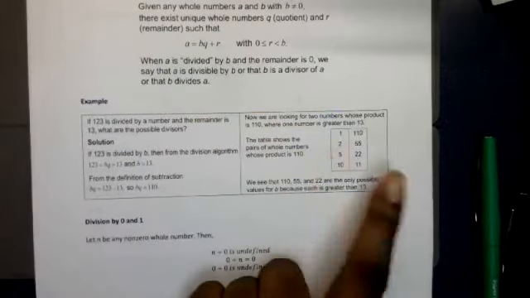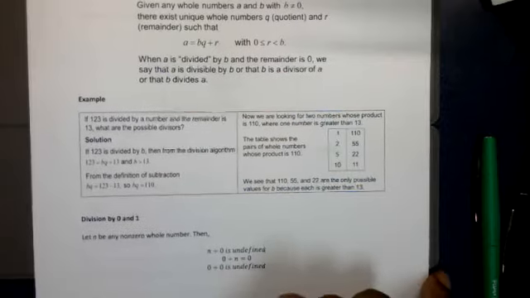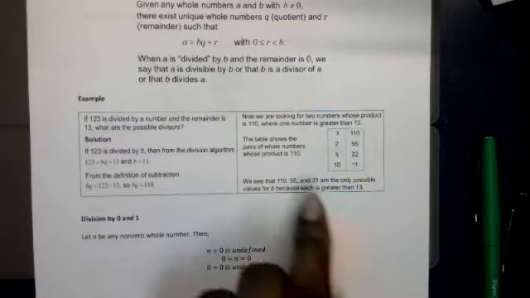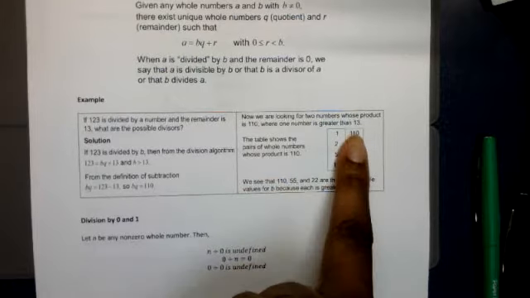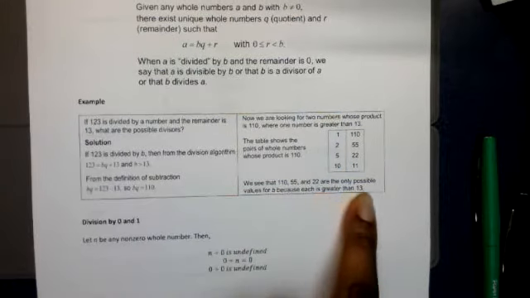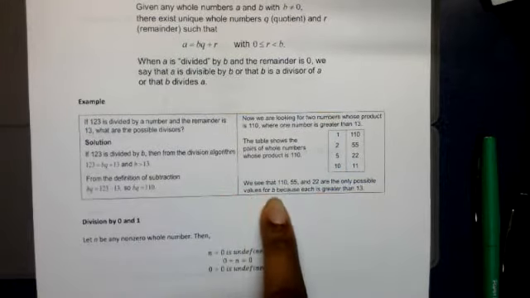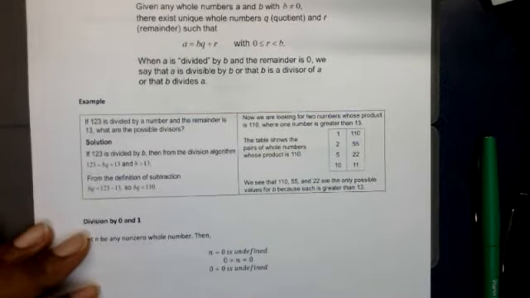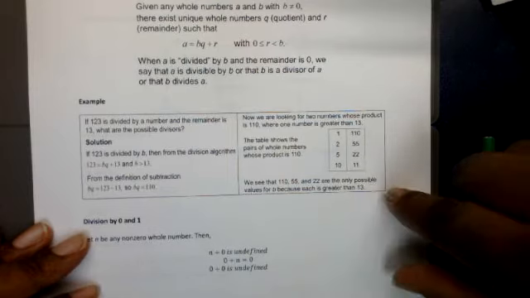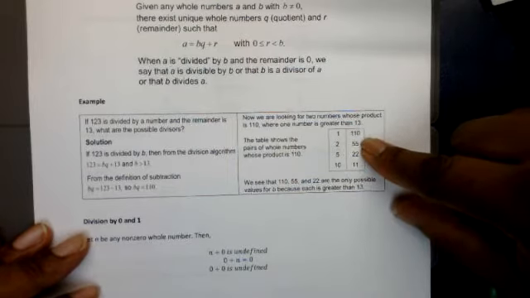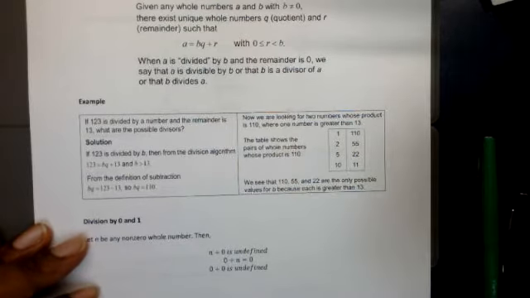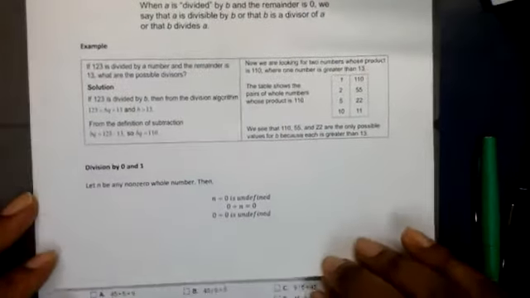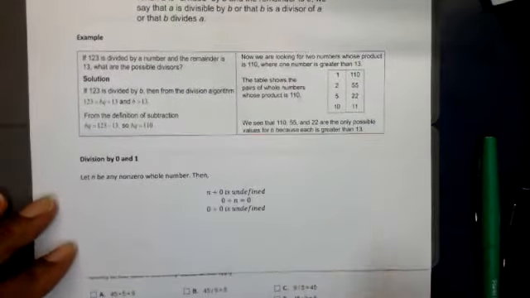Now later on in this course, we'll be talking about divisors and then listing factors here in this case. Now, we can see that 110, 55, and 22 are the only possible values of B because they're greater than 13. So your possible divisors are going to be either 22, 55, or 110.